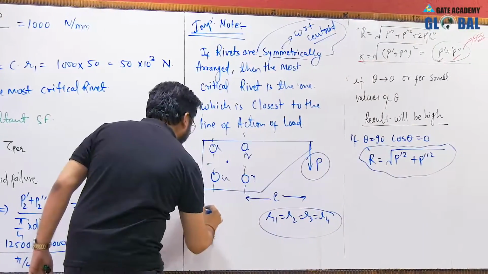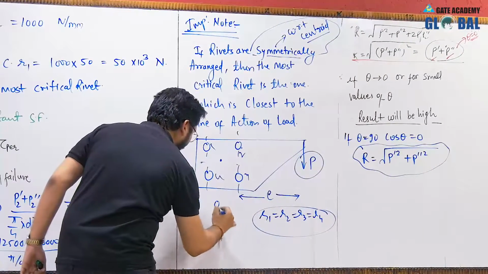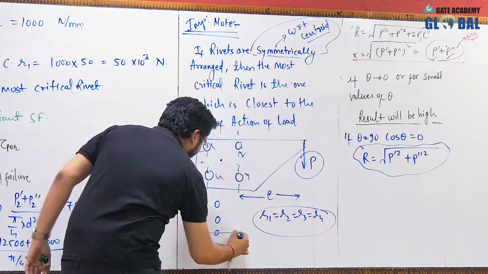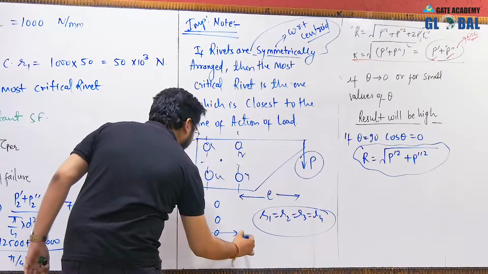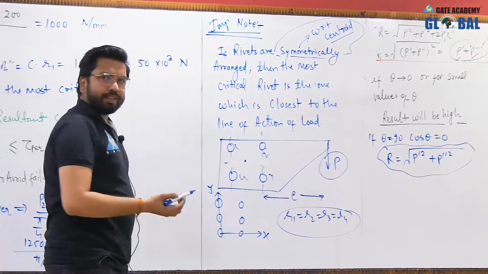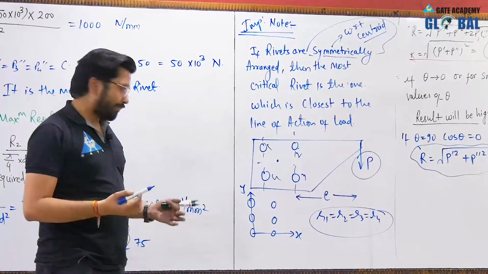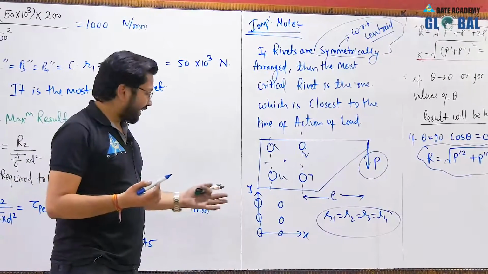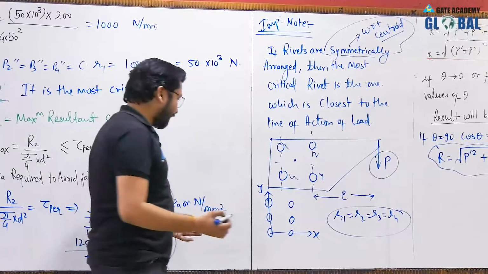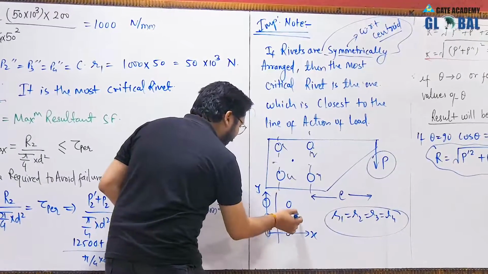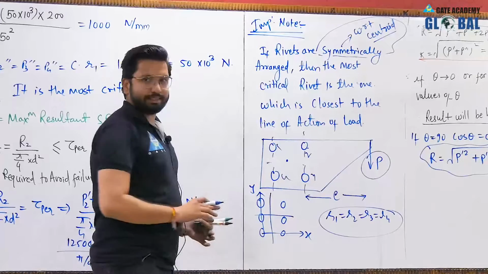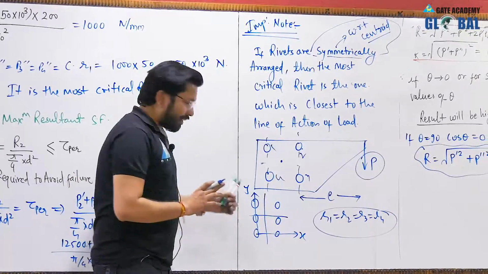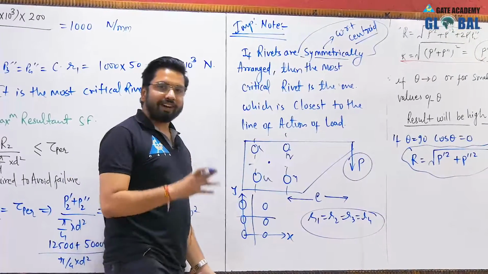Because if there will be 6 rivets, okay, and if you draw a reference axis like this, then also it can be treated as symmetrical, it may be taken as a symmetrical rivet arrangement. But here this is symmetrical about the x-axis and the y-axis.